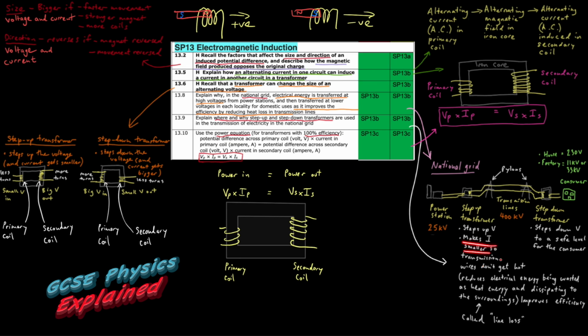Now why do you want the current smaller? Well, remember, current makes the wires get hot. So if we make the current smaller, the wires don't get hot. So that reduces electrical energy being wasted as heat energy, which would get dissipated to the surroundings. That just means it goes to the surroundings. So by having a smaller current, it improves the efficiency because it reduces what we call line loss, which is when electrical energy turns into heat energy.